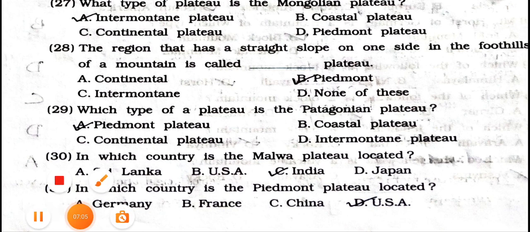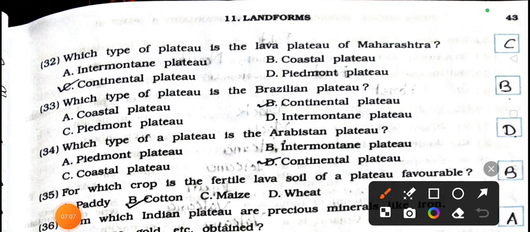Now see the next page. Number 32. Which type of plateau is the lava plateau of Maharashtra? A. Intermontane plateau. B. Coastal plateau. C. Continental plateau. And D. Piedmont plateau. Answer is option C.